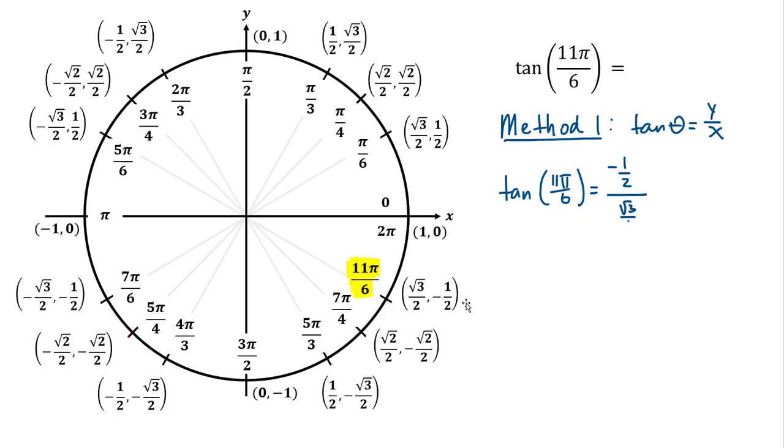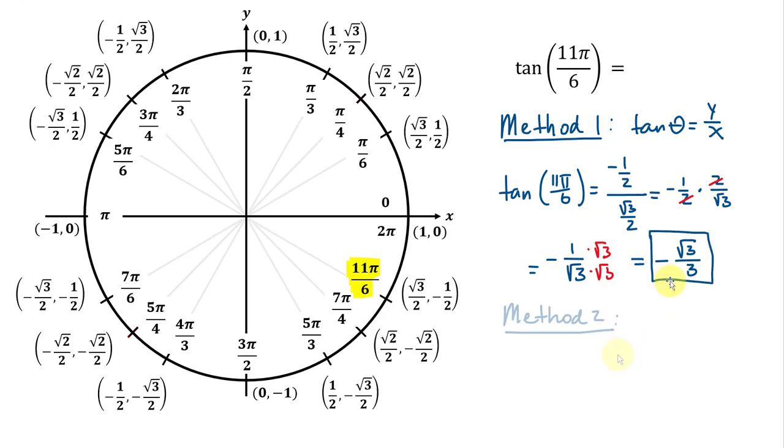radical 3 over 2. So as you can see, method 1 involves some computations. To divide these two fractions, I have to take negative 1 over 2 and multiply by the reciprocal of the denominator, 2 over radical 3. As I divide out 2's, I'm going to get negative 1 over radical 3. Since there's a radical in the denominator, the fraction has to be rationalized, so I'm going to multiply by radical 3 on the bottom and on the top. And that gives me negative radical 3 over 3. So that's going to be the answer.